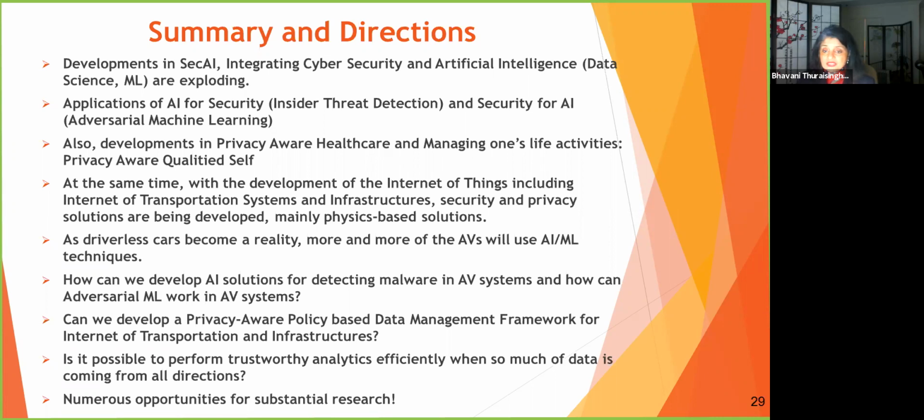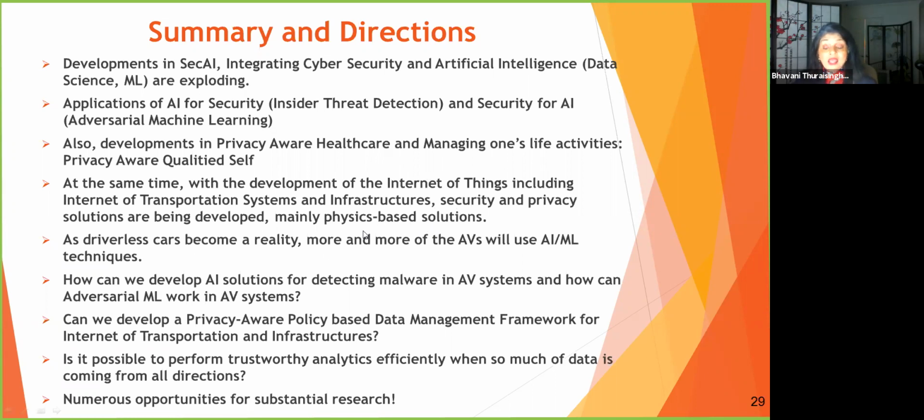And then what about privacy? Privacy-aware healthcare and managing one's life activities, privacy-aware quantified self. So lots of data being collected. And so we are saying policies have to govern the data collection, data processing, and so on. At the same time, with the development of Internet of Things and Internet of Transportation systems and infrastructures, security and privacy solutions are being developed, and these are mainly physics-based solutions. As driverless cars become a reality, more and more of the AVs will use AI ML techniques. So we came up with some physics-based solutions, developing a physical model, and then using Kalman filters.